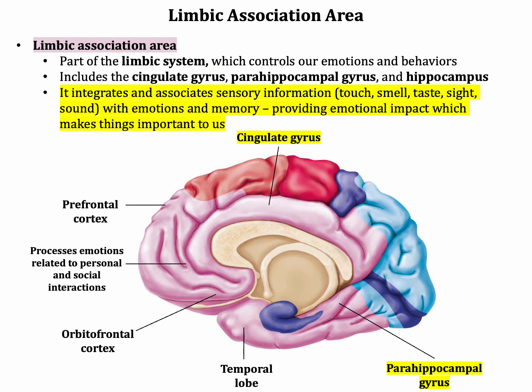Another multimodal area is our limbic association area, which is a part of the limbic system, which as a whole really controls our emotions and behavior, attitude, kind of all those things. So the association area in particular just really integrates and associates sensory information and provides emotional impact, makes things either important or not important to us. So it includes the cingulate gyrus here, found just above the corpus callosum. It involves the parahippocampal gyrus down here as well. So these really internal areas of the cerebral cortex are all really intertwined with the limbic system.